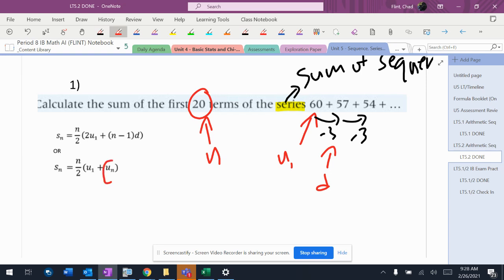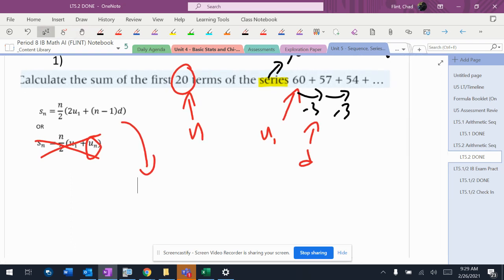Because I don't know what un is, that formula is very hard to use. So then I should use this first formula, which looks longer, and a lot of people are like, I don't want to use that if it's longer. But the issue is if I don't know un, I cannot use the second formula. Could I go through the process of finding un? Absolutely. But when I do that, it becomes a longer thing anyway, so I should just use this formula right here.